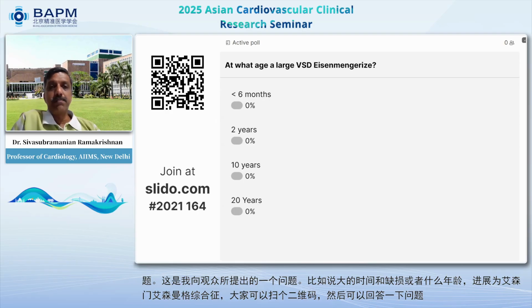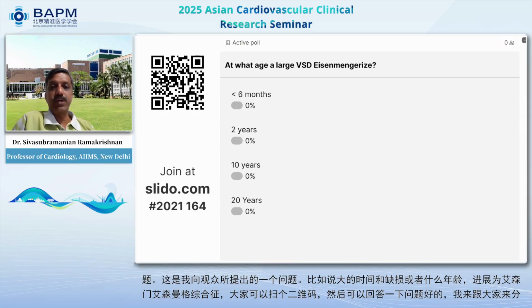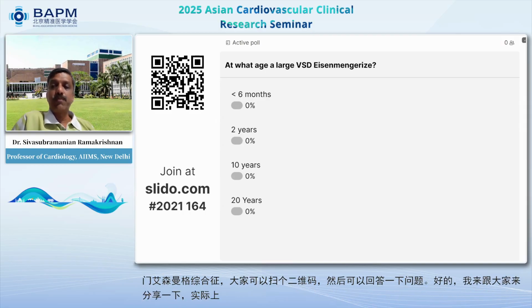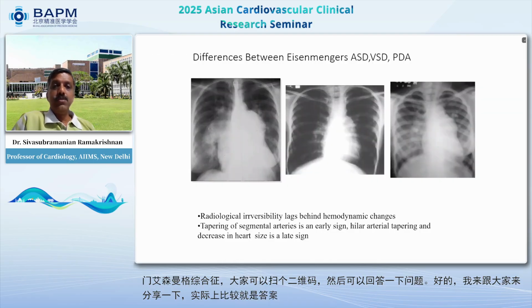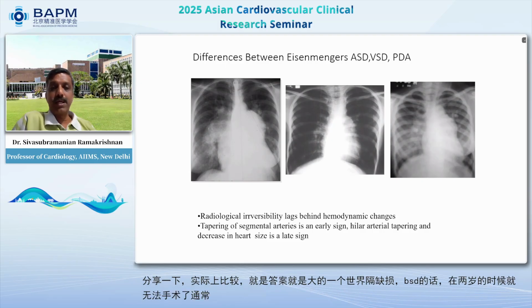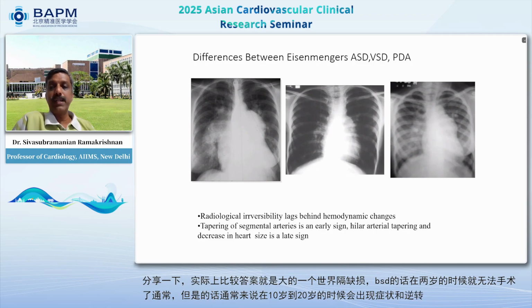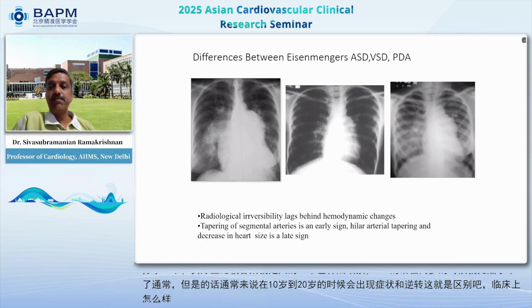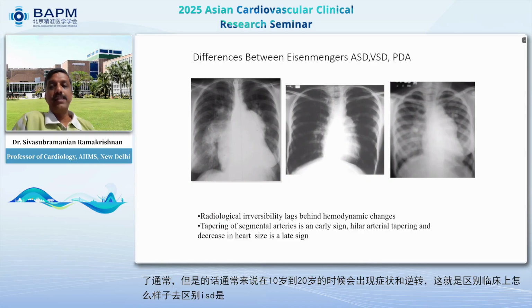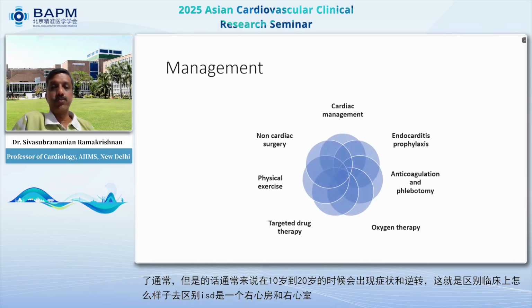So the answer would be: a large VSD may become inoperable by 2 years of age, but commonly they come with symptoms and reversal at around 10 to 20 years of age. So these are the differences. How do you differentiate clinically? An ASD will have right atrial and right ventricular enlargement, and there will be cardiomegaly, whereas the VSD and PDA will not have cardiomegaly. You can see a specific bulge in the PDA in some patients, and differential cyanosis may be found also.